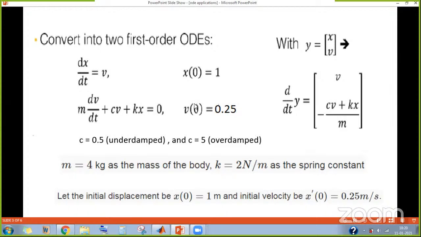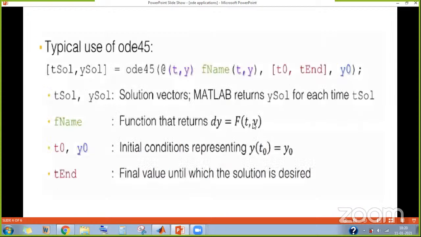We'll be trying to solve this using two cases. One is c equals 0.5, which is an underdamped case, and c equals 5, which is an overdamped case. And we'll keep the mass at 4 kg and k, the spring constant, as 2 Newton per meter. And as I have said, the initial displacement at time 0 is 1, and the initial velocity is 0.25.